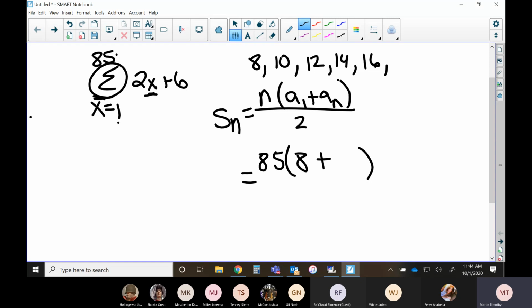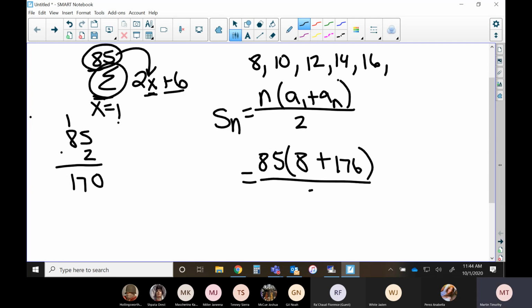Plus, how do I find the last term? What am I going to do? I'm going to plug in 85 for x. Don't hurt yourself. 85 times 2. Well, if you can't remember that, don't forget that you can do this kind of stuff, right? That's a 0, carry the 1, 170. Then you add the 6 and you get 176.